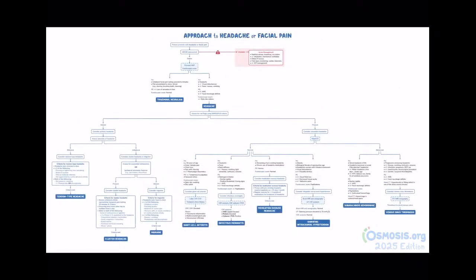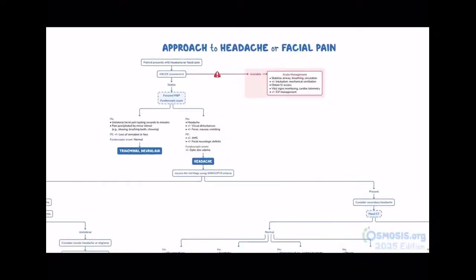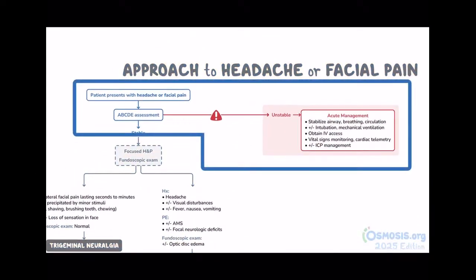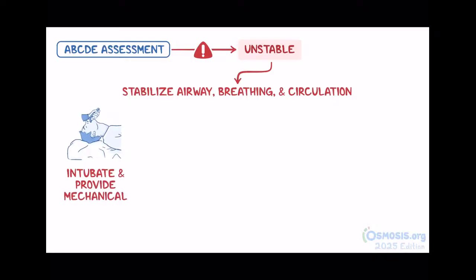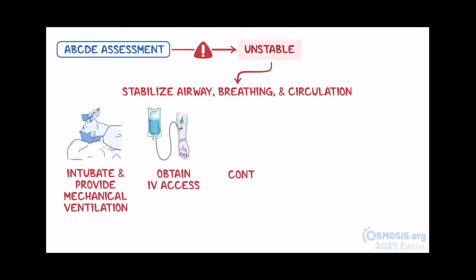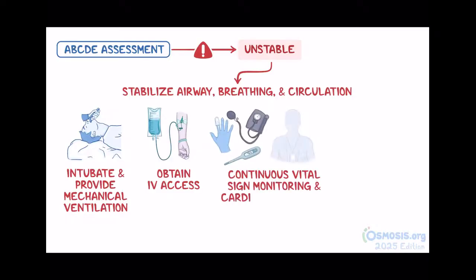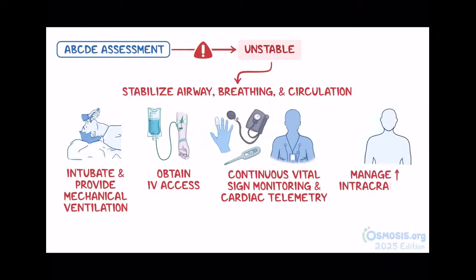Now, if your patient presents with a headache or facial pain, first perform an ABCDE assessment to determine if they are stable or unstable. If unstable, stabilize their airway, breathing, and circulation. You might need to intubate your patient and provide mechanical ventilation. Next, obtain IV access and put your patient on continuous vital sign monitoring and cardiac telemetry. Finally, you might need to manage increased intracranial pressure.